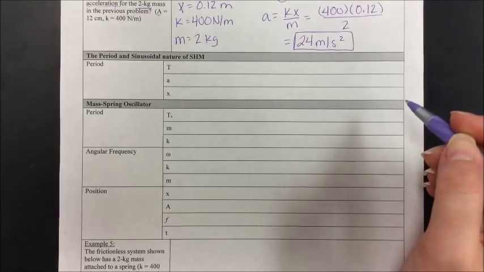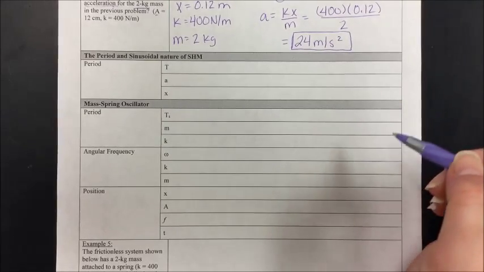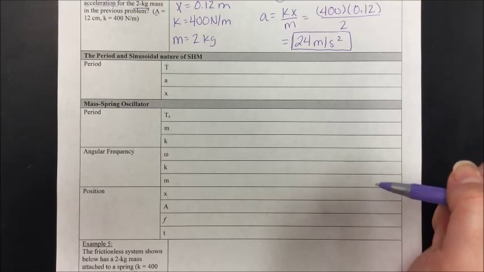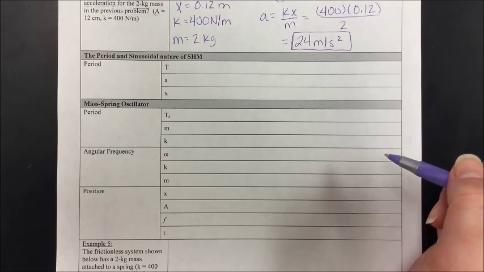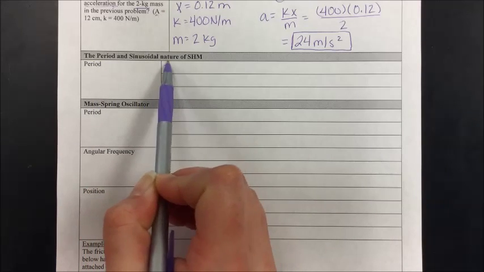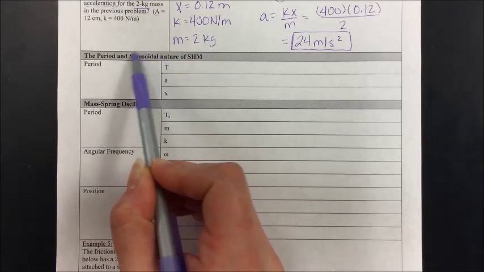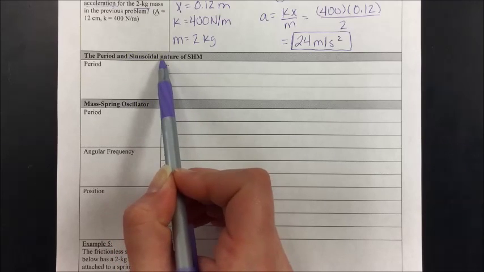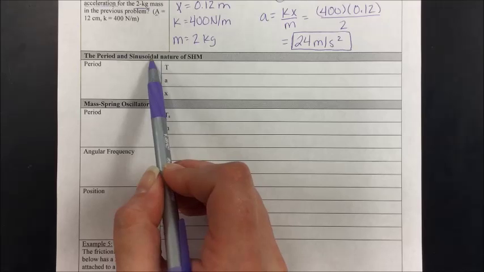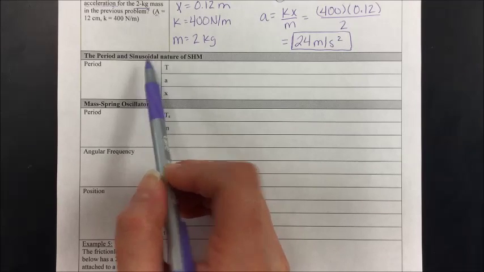Okay, so everything we talked about previously had to do with position, velocity, and acceleration, and where it was. Now we want to talk about how long these oscillations take. So here's our period and the sinusoidal nature of SHM. The sinusoidal is talking about the actual graph, which we'll get into a little bit later, but we're going to use a little bit of trig as we talk about some of these things.